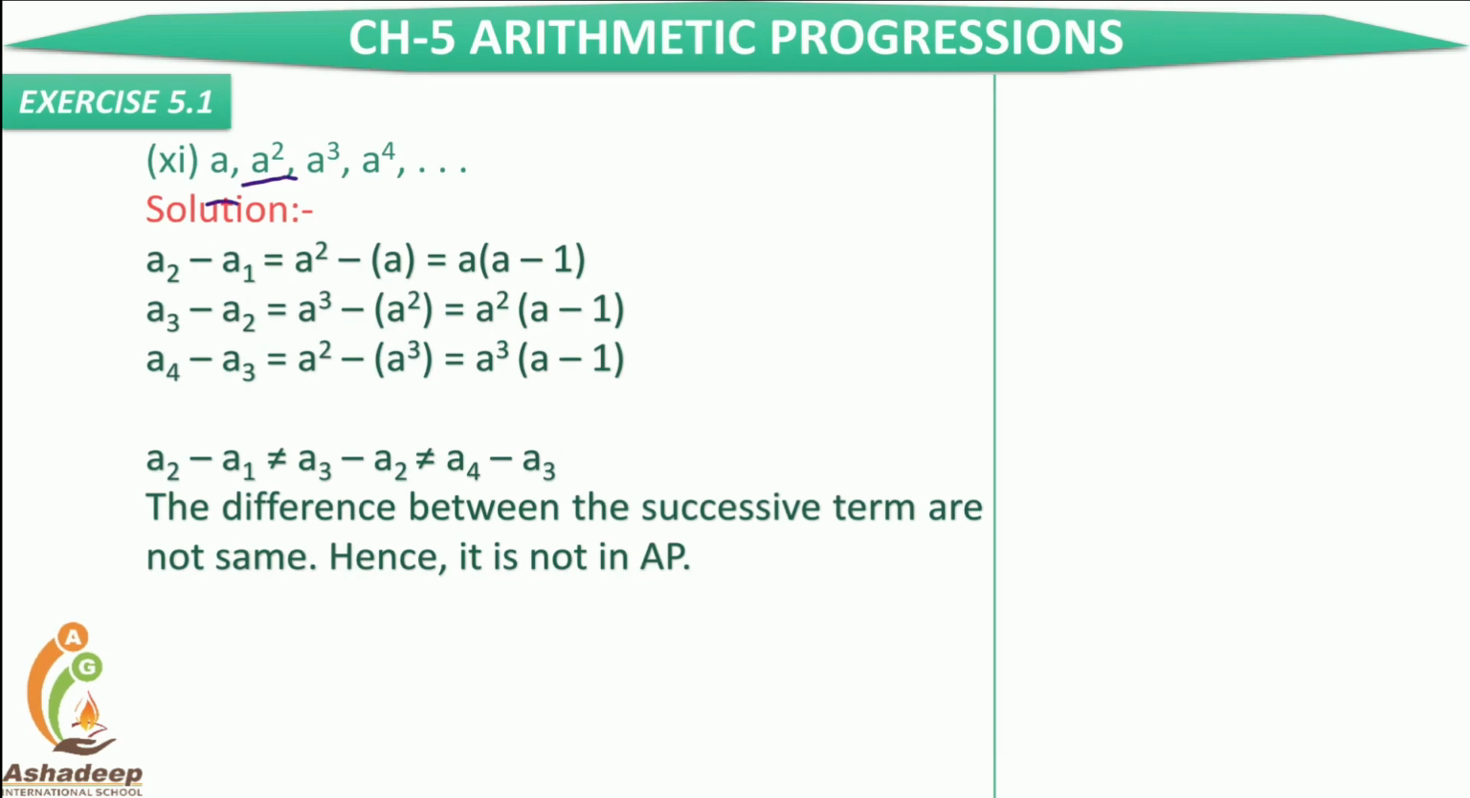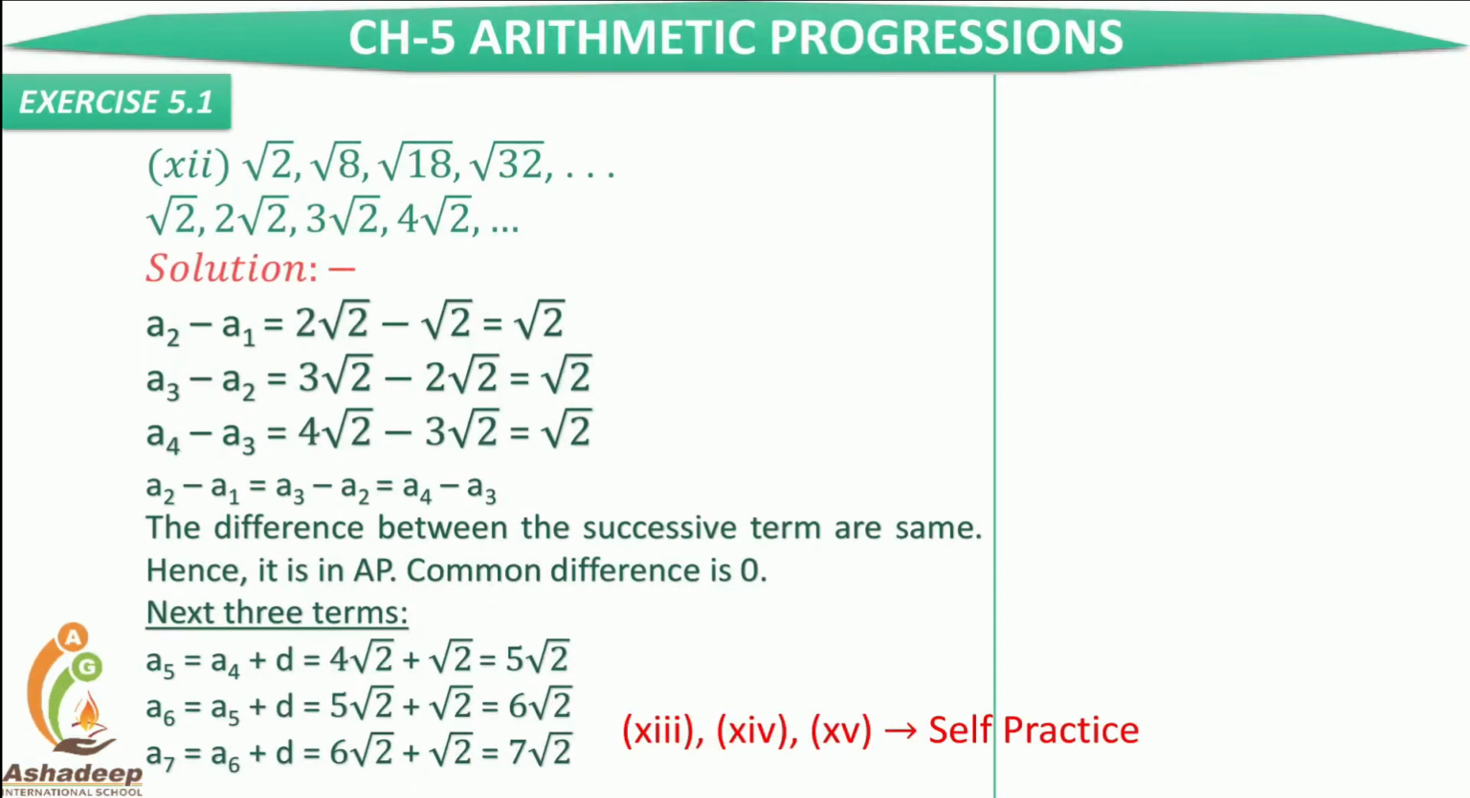A square minus a minus 1. A cube minus a square. So a square, a minus 1. Now see this. Here a minus 1, here a square, a minus 1. So these are not equal. So the difference of the successive terms is not the same. Hence it is not in AP. Right? Now question number 7.